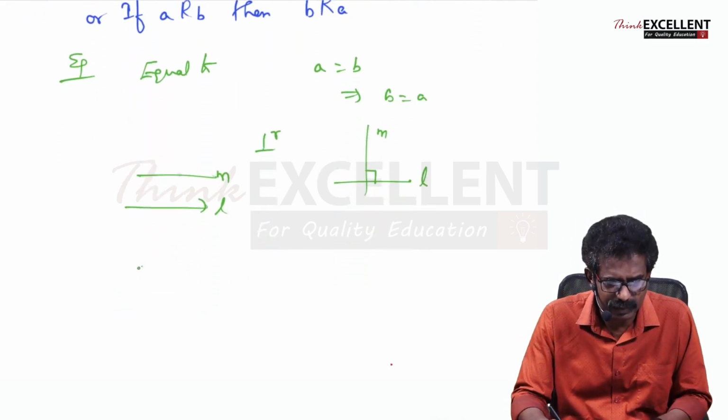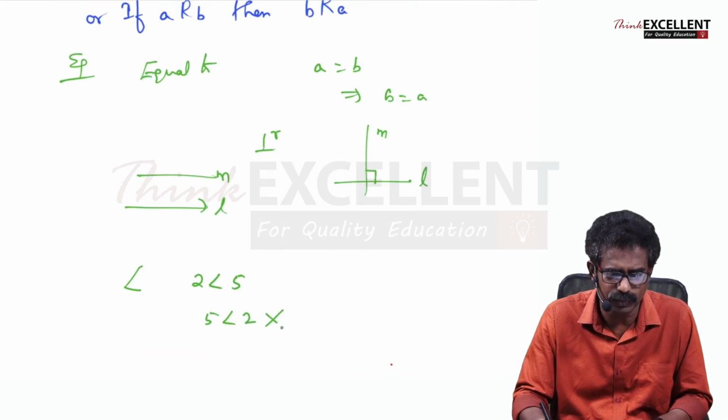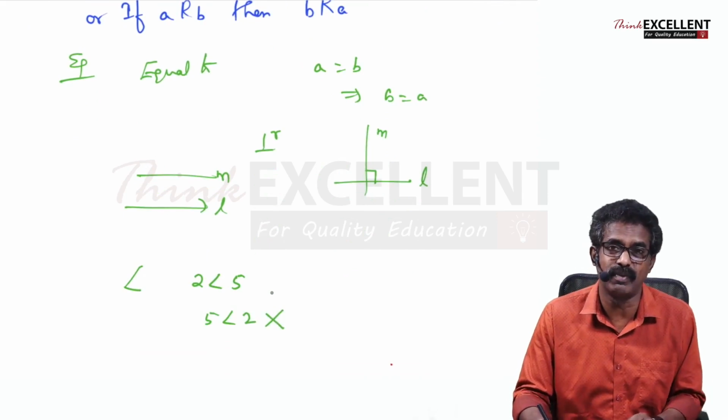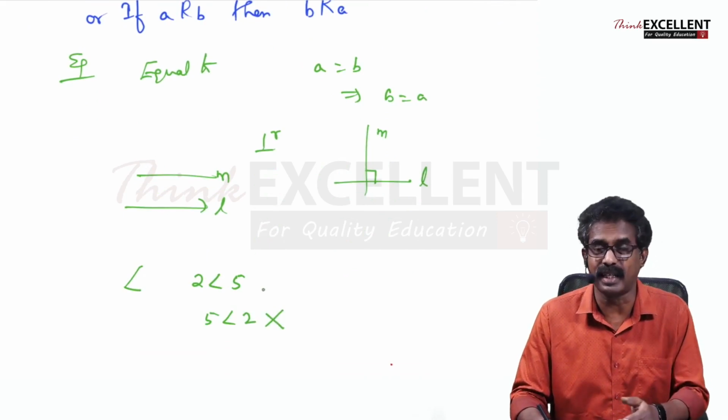What about less than? 2 is less than 5. Can you say 5 is less than 2? No. So it is not symmetric. This is an example of non-symmetric. Greater than, it is not symmetric.